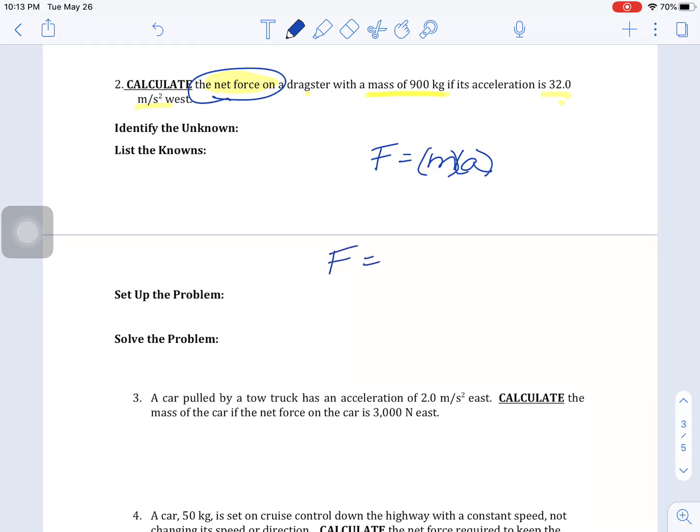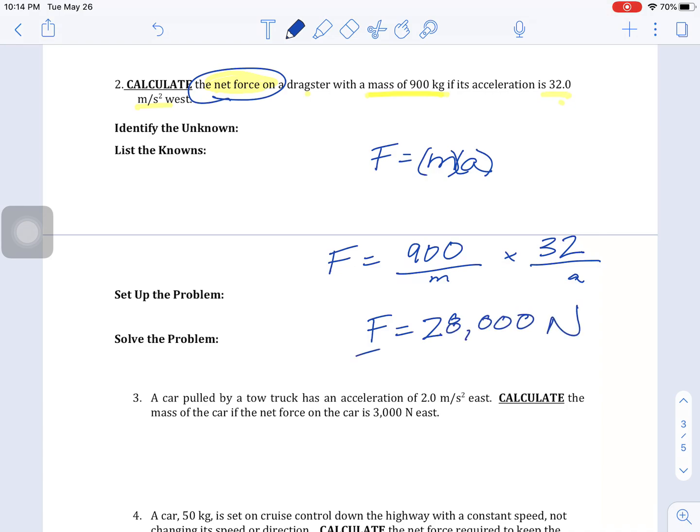So I've got to solve for force, and I want to find the mass and the acceleration. So mass is 900 kilograms. Acceleration is 32 meters per second squared. So again, I'm plugging those into the calculator, and I'm going to get a force of 28,000, and my unit for force is newtons.